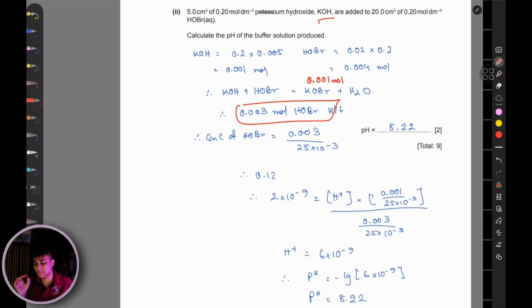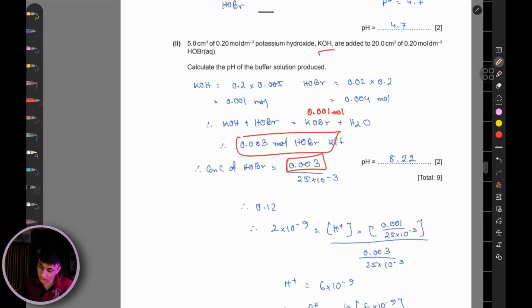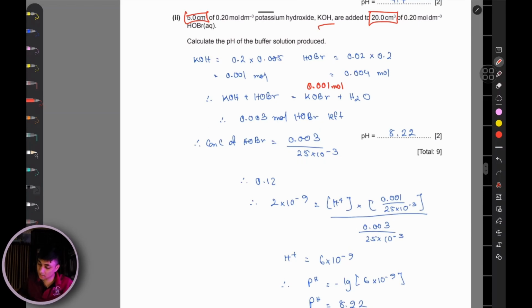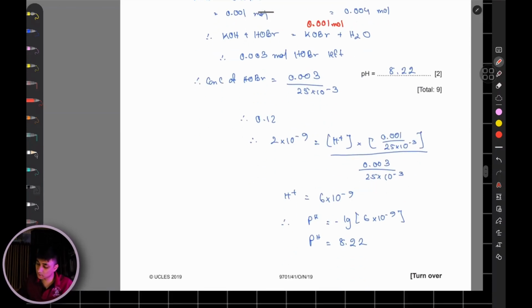Very simply, since it's a weak acid, it is also going to dissociate. So I'm going to use that to find out the pH. I'm going to first find out the concentration, that is 0.003 mole per what dm cube? 25 into 10 to the power minus 3 dm cube. Why this? Because you're adding 5 cm cube to 20 cm cube, so the total volume is going to be 25 cm cube, or rather 25 into 10 to the power minus 3 dm cube.